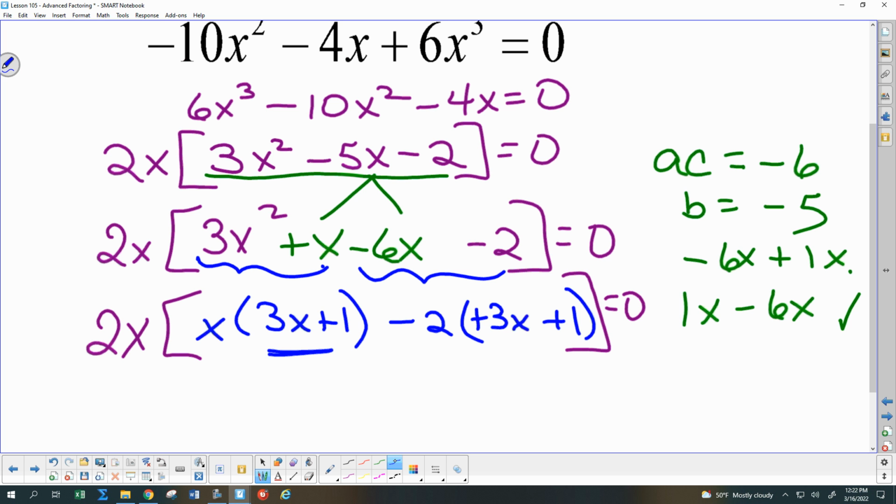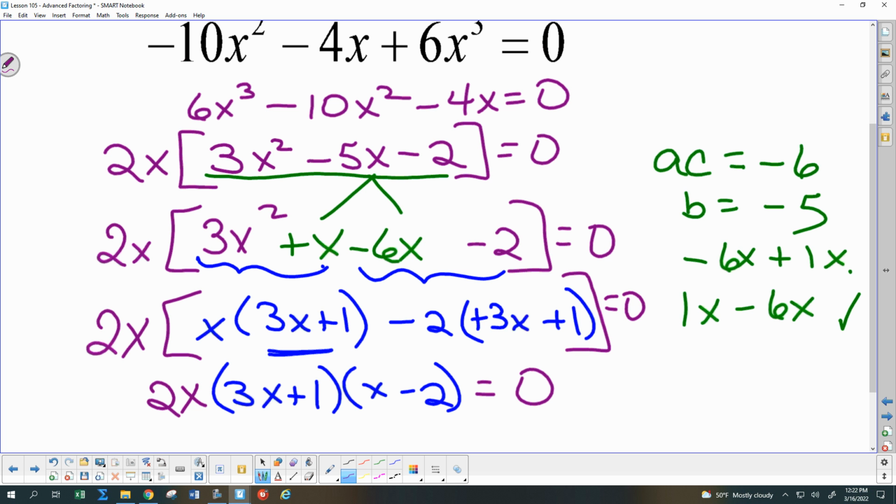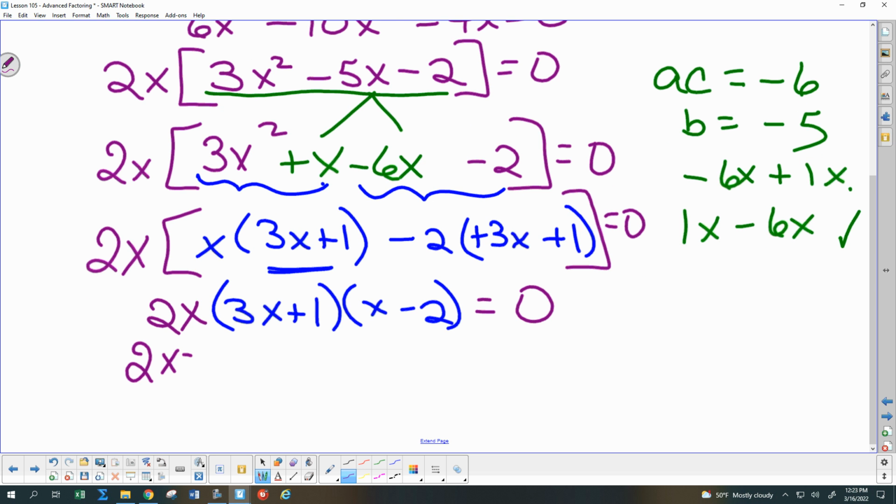Rewrite the part on the inside as 3x plus 1 times x minus 2, or x minus 2 times 3x plus 1. And I still have my 2x times all of that, and it is all still equal to 0. Everybody good with our factoring? We're almost done. How many factors do I have now? I have 3. I have 2 parentheses times 1 monomial term. Any of those 3 factors I have to consider, can they be 0? So I could have 2x is 0, 3x plus 1 is 0, x minus 2 is 0.